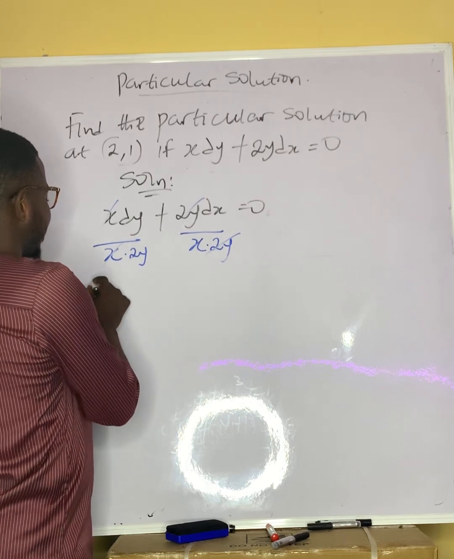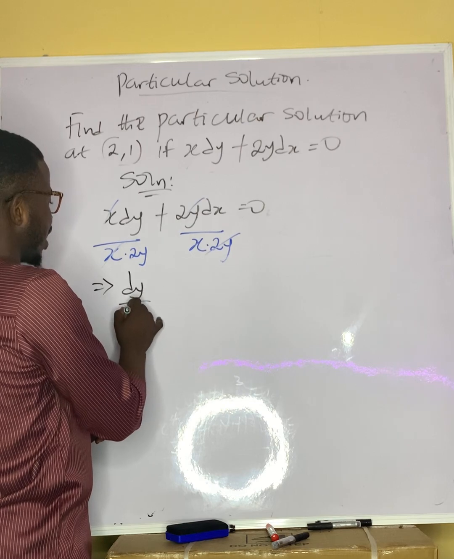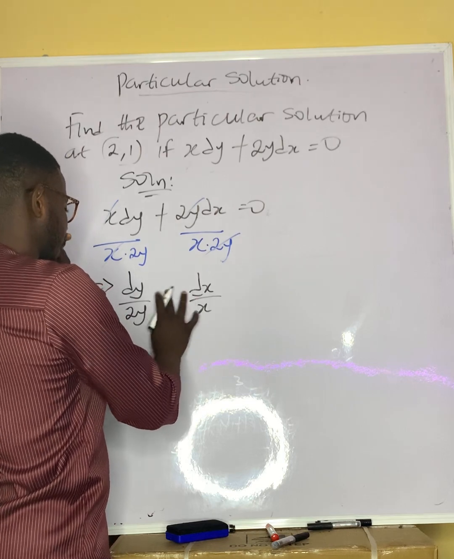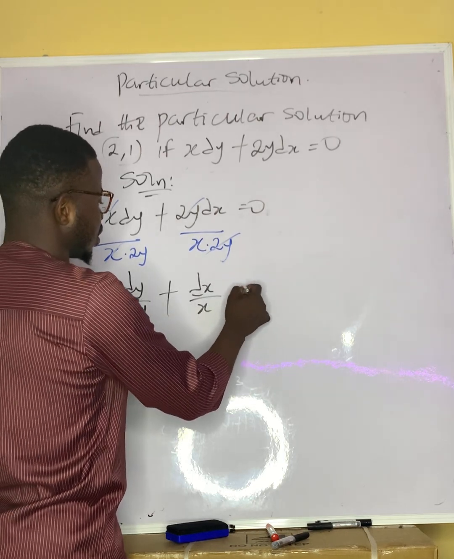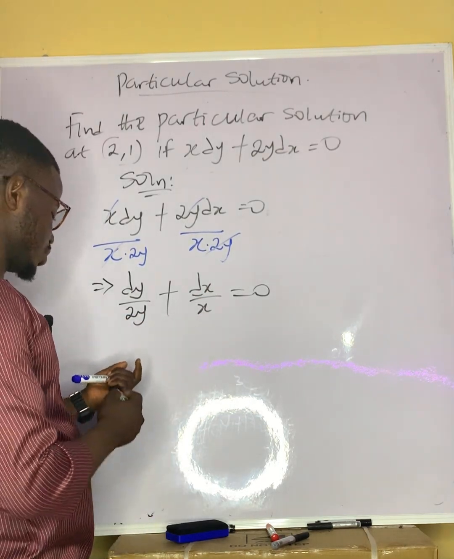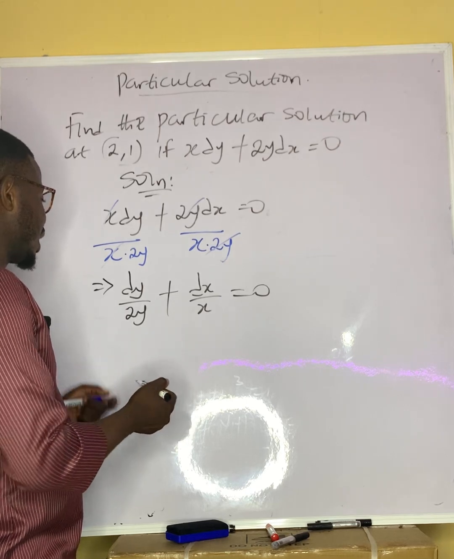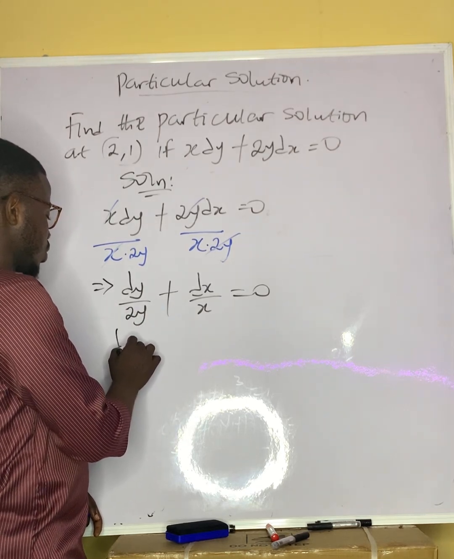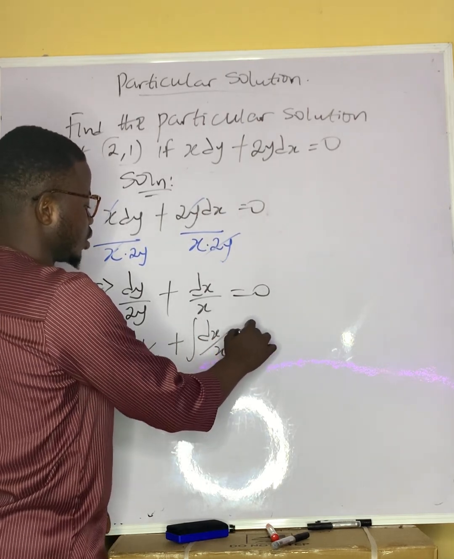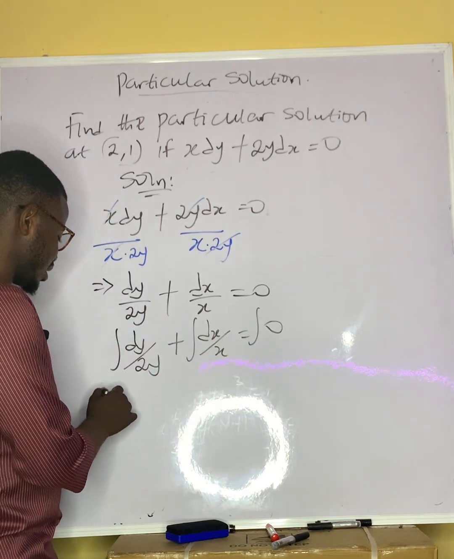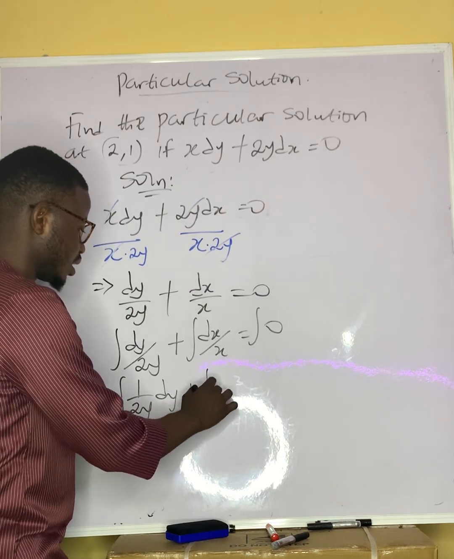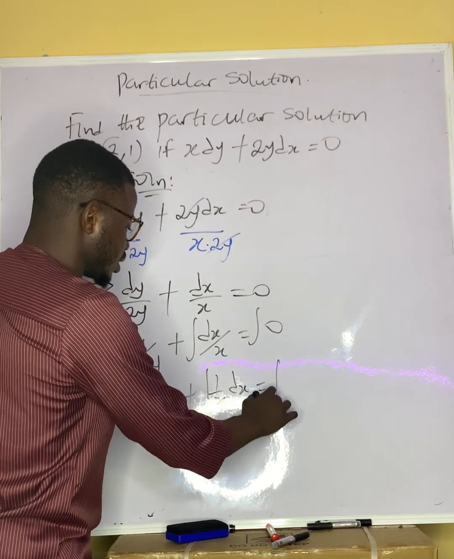So this implies that y over 2y plus x over x equals to 0. So mind you, this y cannot cancel this y and this x cannot cancel this x. It's impossible. So now we'll integrate both sides. So I need to have integral of dy over 2y plus integral of dx over x equals to integral of 0. So now we can write this as integral 1 over 2y dy plus integral 1 over x dx equals to integral of 0.